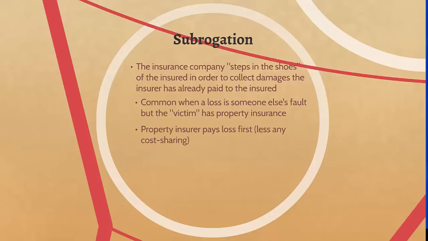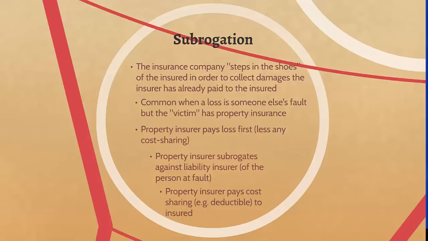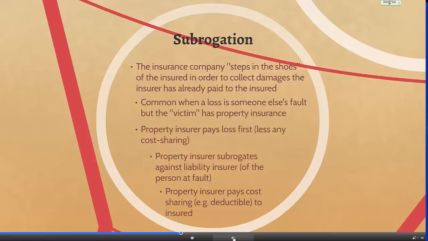So, for example, say I get into a car accident with someone, but it's the other person's fault. I would probably collect from my insurance company under my collision coverage for the damage to my vehicle, less, for example, my $500 deductible. But then my property insurer will subrogate against the liability insurer, in other words, the insurer of the person at fault. The property insurer will pay the cost sharing back to me, the deductible, and keep the rest of the loss amount. Let's look at a specific example.